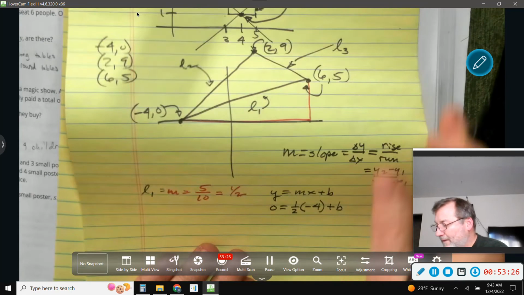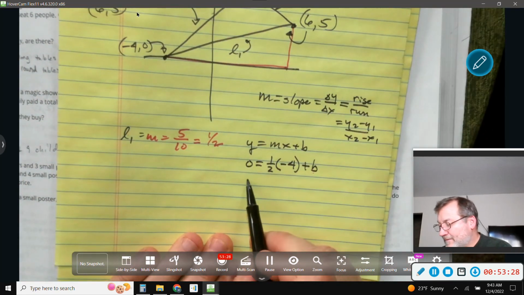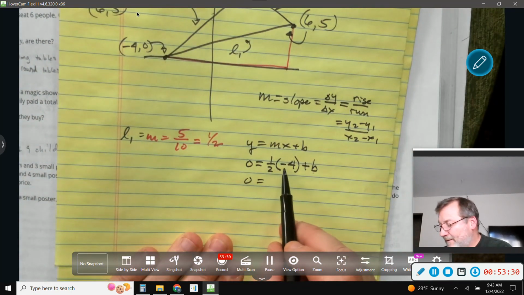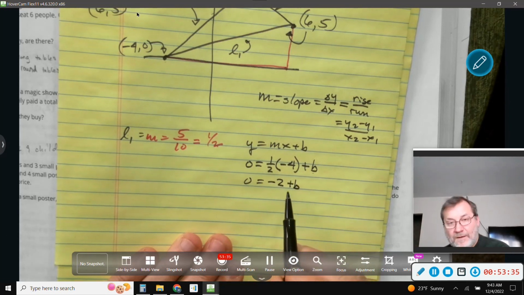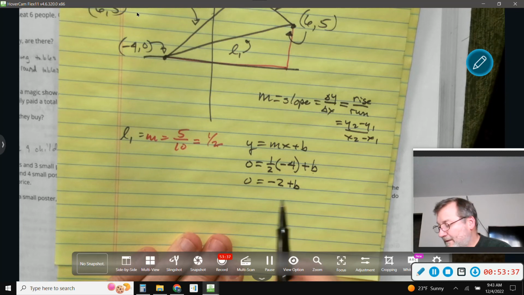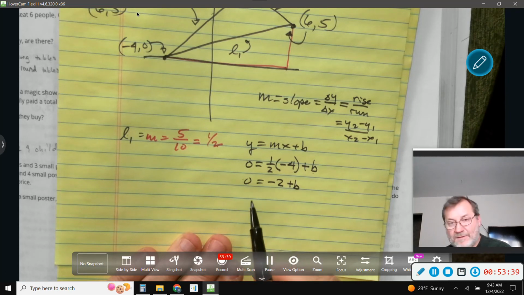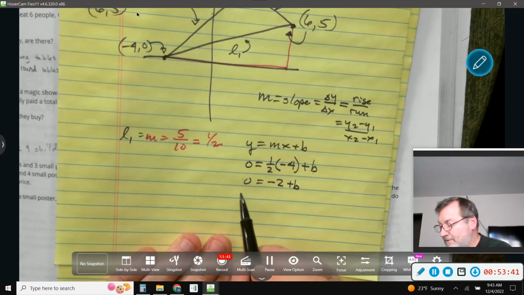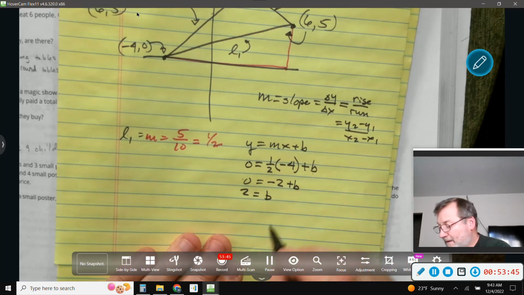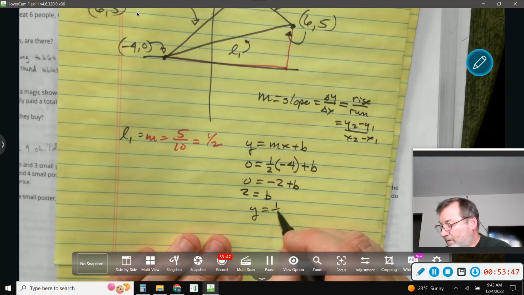Alright, so do a little bit of math. And so 0 equals, what's 1/2 of -4? Well, that's a -2. Again, I'm trying to solve for b. So what do I get? Oh, I just put the numbers over on the other side. I'll add 2 to both sides. If I add 2, 2 equals b. And I'm pretty much done. y equals 1/2 x plus 2.